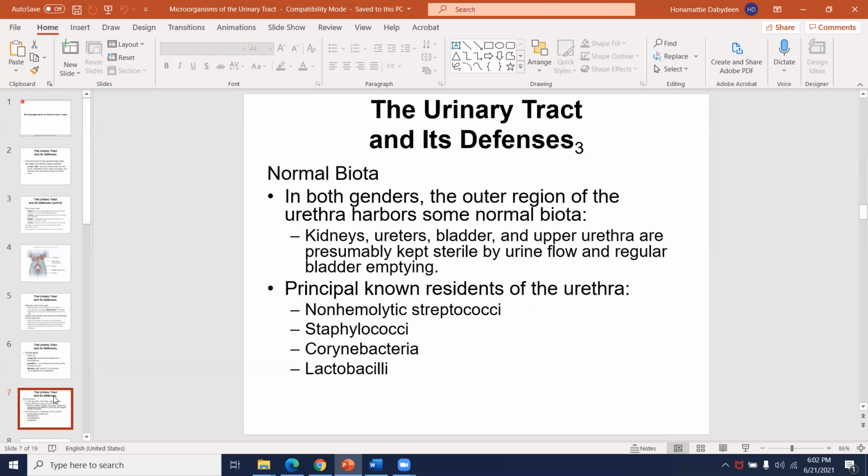And many times you'll have organisms like non-hemolytic strep, some staphylococcus, corynebacterium, lactobacillus. You find that also in the vaginal tract. We'll talk about that later on when we do the genital organisms. But yes, if you're going to find those organisms in the vaginal tract, they are going to be at the tip of the urethra too. So these are your normal flora.